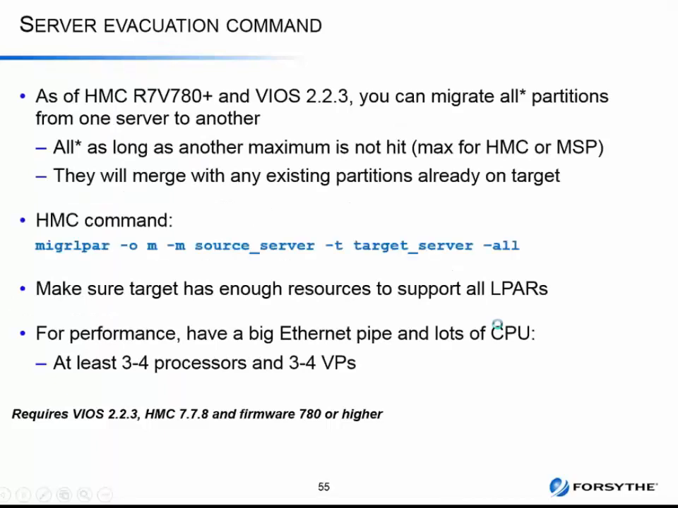So I mentioned that server migration evacuation command. When you're at these levels, you can migrate, I say all the partitions. You're going to have a big Ethernet pipe, lots of CPU, etc. This is what the command would look like. And it says here you can't hit any of the maximums. I have a feeling that means that if you have 100 LPARs and your maximum 16, you're not going to be able to do the all. But it's definitely an option for some of those smaller servers.